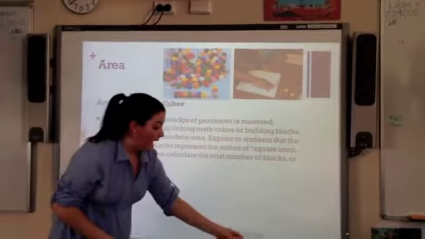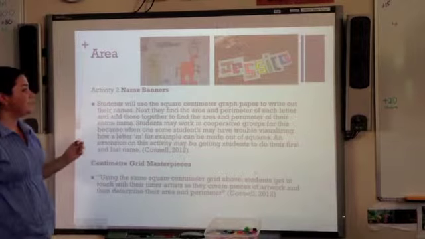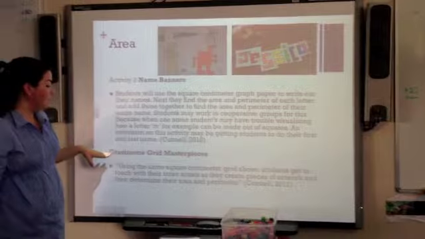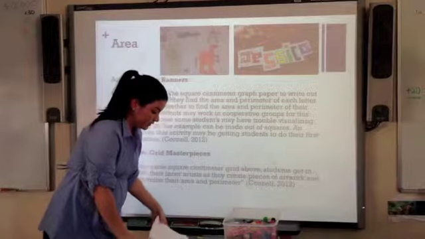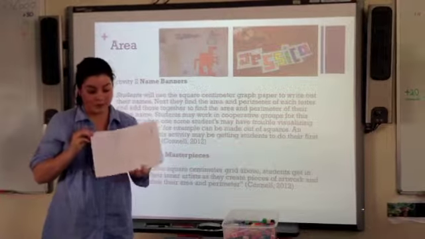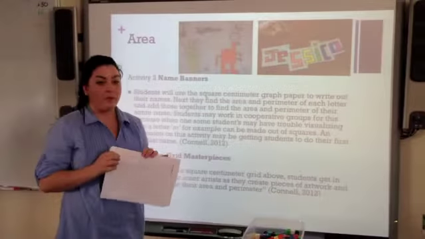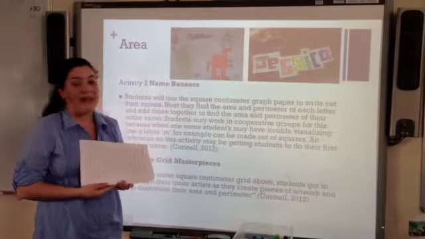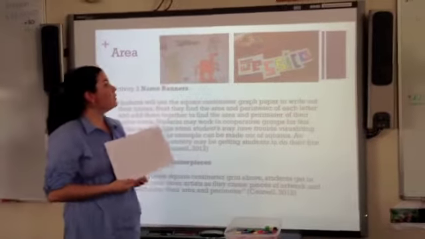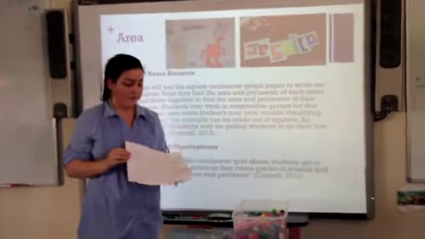Once students start to get this idea, you can then move on to activities such as name banners and also the centimetre grid masterpieces. Here, students will use grid paper using the same concept of 1 square equals 1 centimetre squared. They will need to draw their names on the grid paper, and they will then need to work out the area of their name. You can start off by doing small pictures for students who haven't quite grasped the concept.